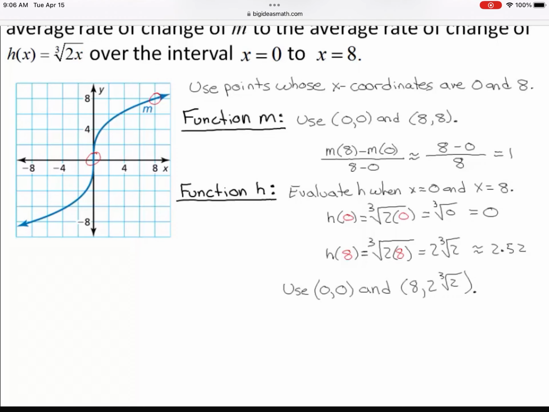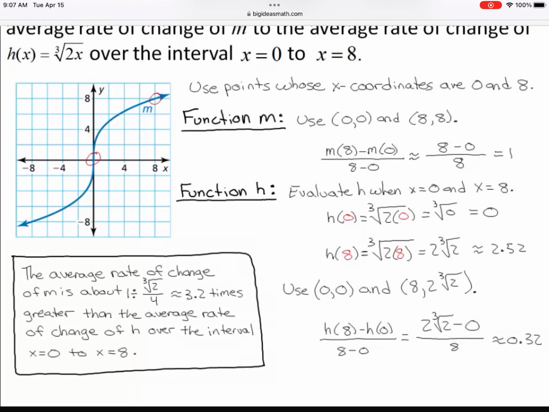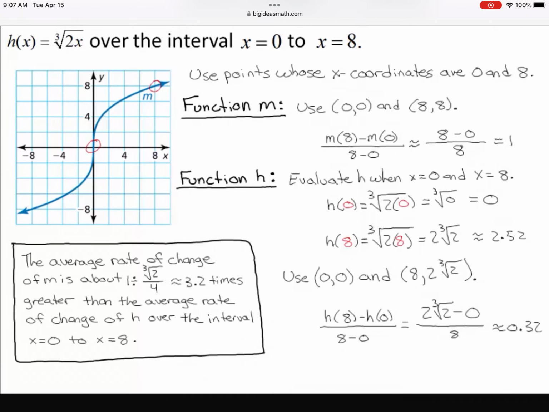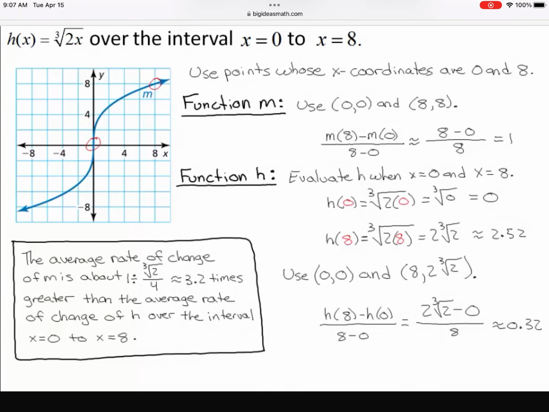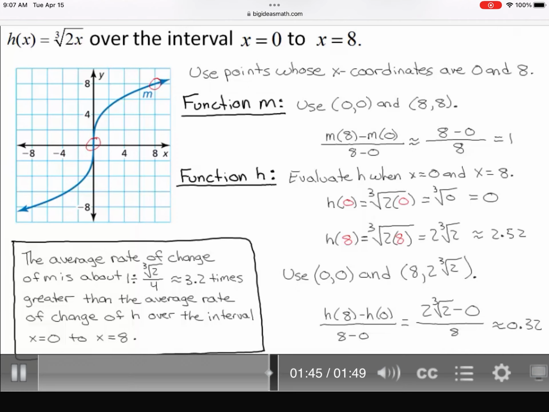The average rate of change of the function h over the interval x equals 0 to x equals 8 is given by the quantity h of 8 minus h of 0 divided by the quantity 8 minus 0. Substituting 2 times the cube root of 2 for h of 8 and 0 for h of 0 simplifies the expression to the quantity 2 times the cube root of 2 minus 0 divided by 8, or approximately 0.32. So the average rate of change of m is about 1 divided by the quantity the cube root of 2 divided by 4, or approximately 3.2 times greater than the average rate of change of h over the interval x equals 0 to x equals 8.